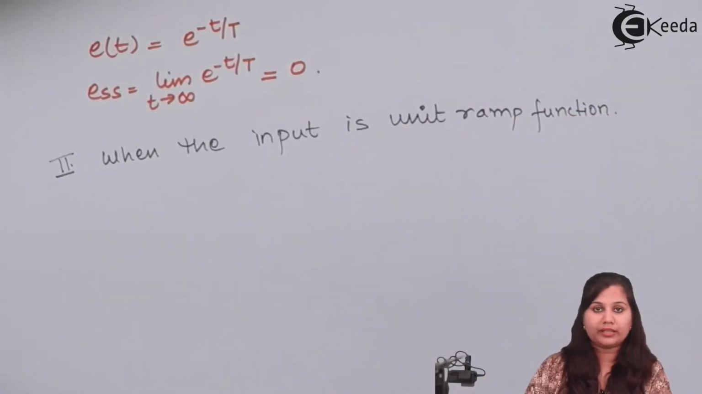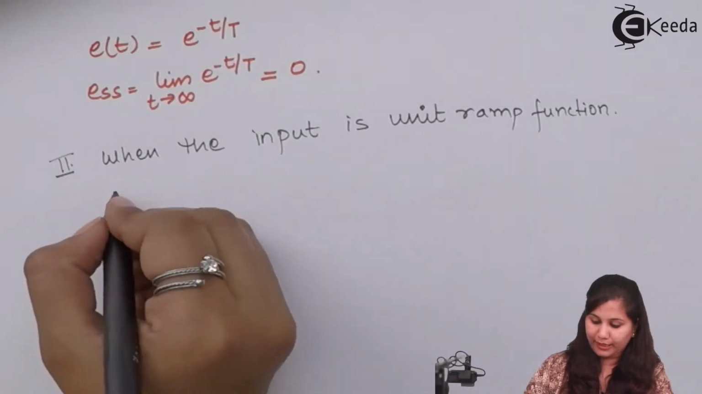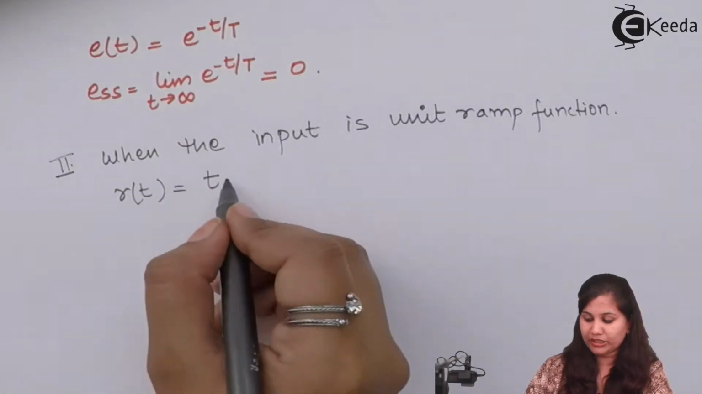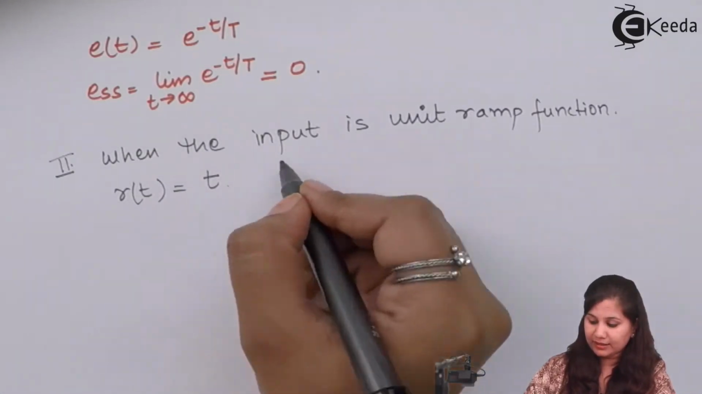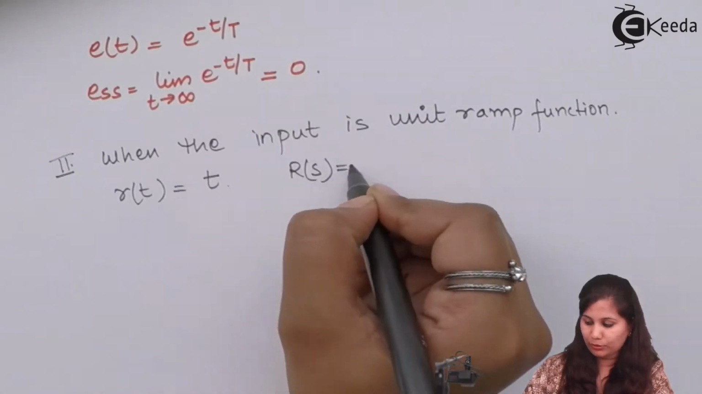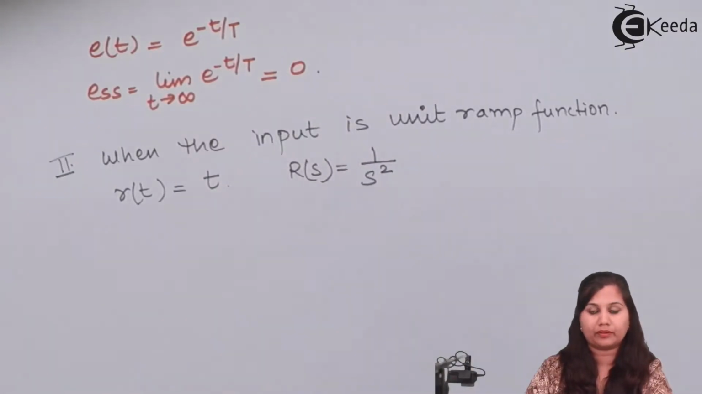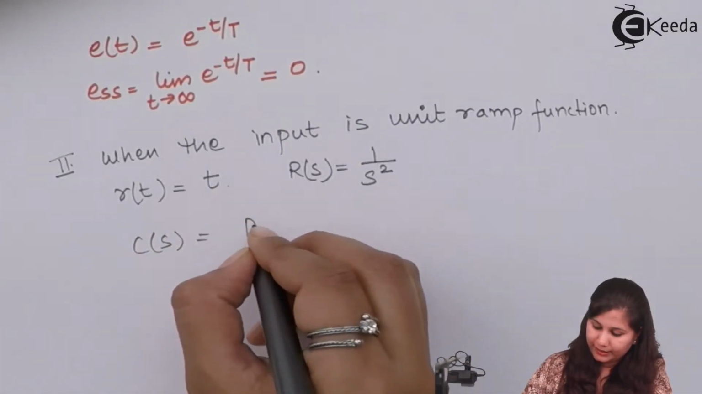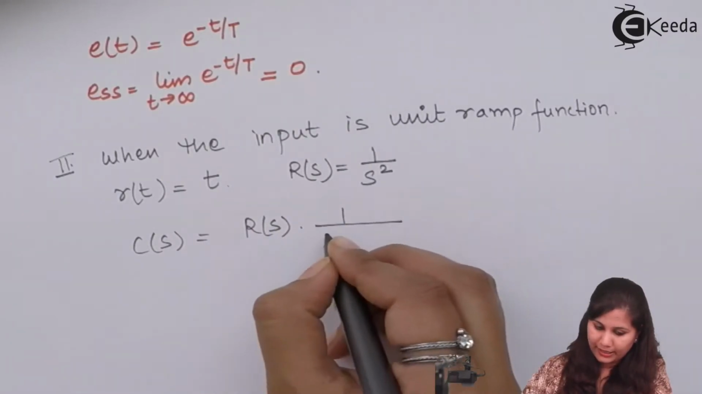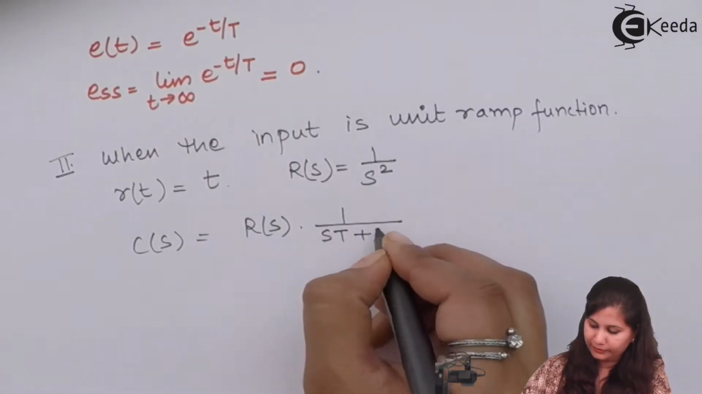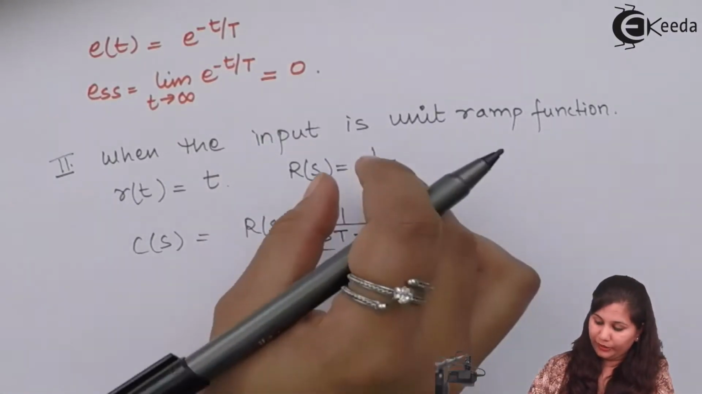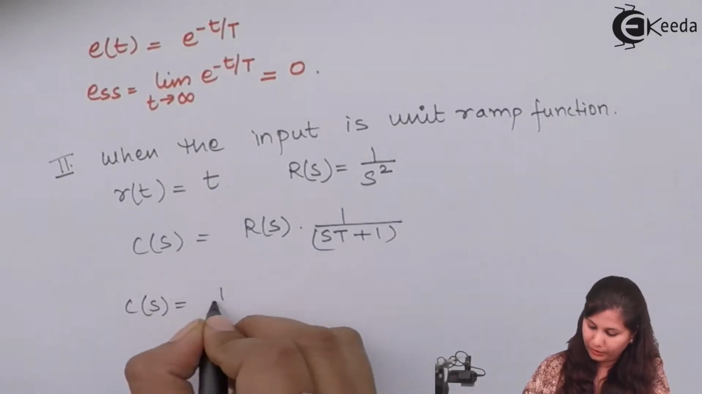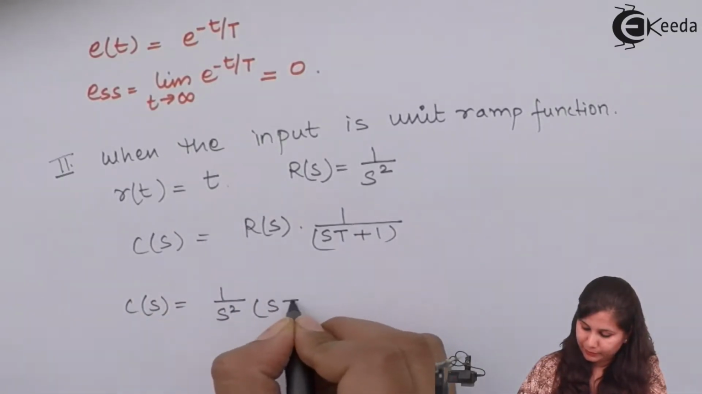So when the input is a unit ramp function, we know that for the unit ramp, the input signal is t. This is the unit ramp function. If we take its Laplace transform, R(s) is equal to 1 upon s square. We have written C(s) equals R(s) into 1 upon sT plus 1. Here we put the value of R(s), so C(s) will be equal to 1 upon s square (sT plus 1).